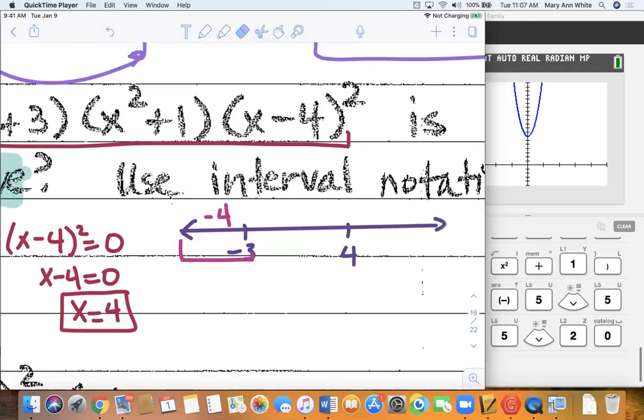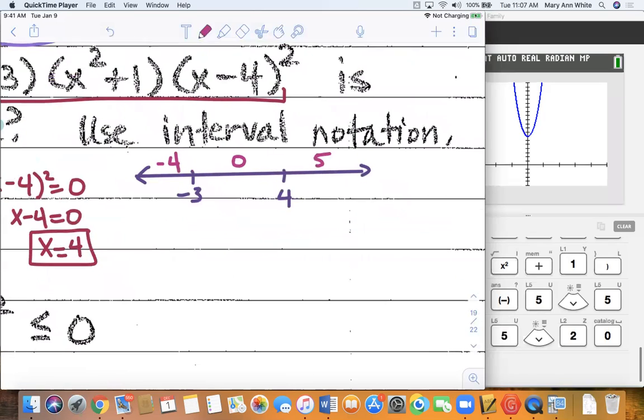I like to pick the smallest number I can, or the easiest number to work with. So I'm going to pick negative 4. That's somewhere in this interval right there. In the middle interval, 0 is in between negative 3 and 4, and that's the easiest one to work with. So I always work with 0 if I can. And then last, between 4 to forever is 5. So I'm going to use 5.